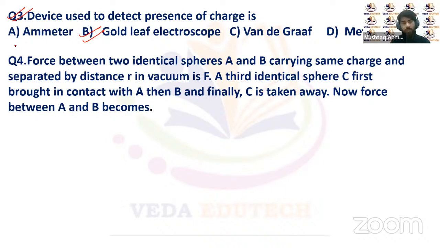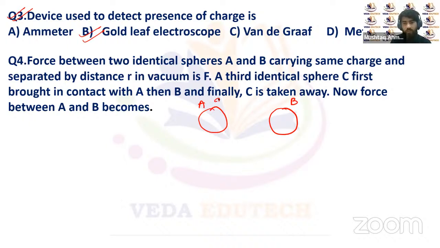Now moving on to question number 4. The question says: the force between two identical spheres A and B carrying the same charge and separated by a distance r in vacuum is F. So we have two spheres, sphere A and sphere B.